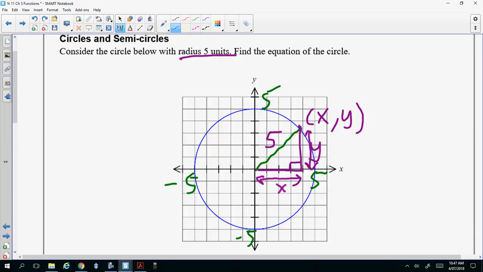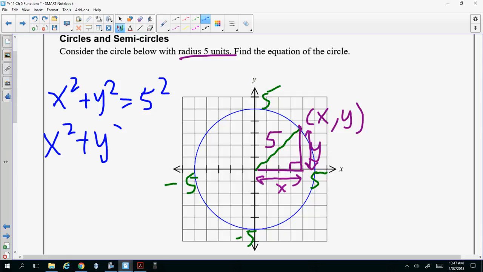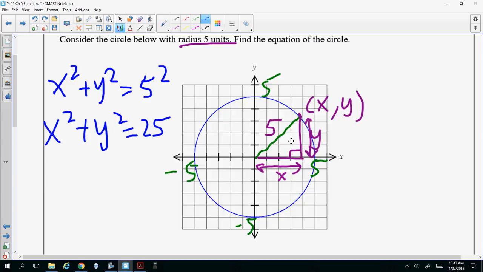Now, what could we do? Because it's Pythagoras, we can go x squared plus y squared equal to 5 squared. Using Pythagoras, that tells you x squared plus y squared equal to 25, which is the equation of the circle, because it doesn't matter where I chose this point.